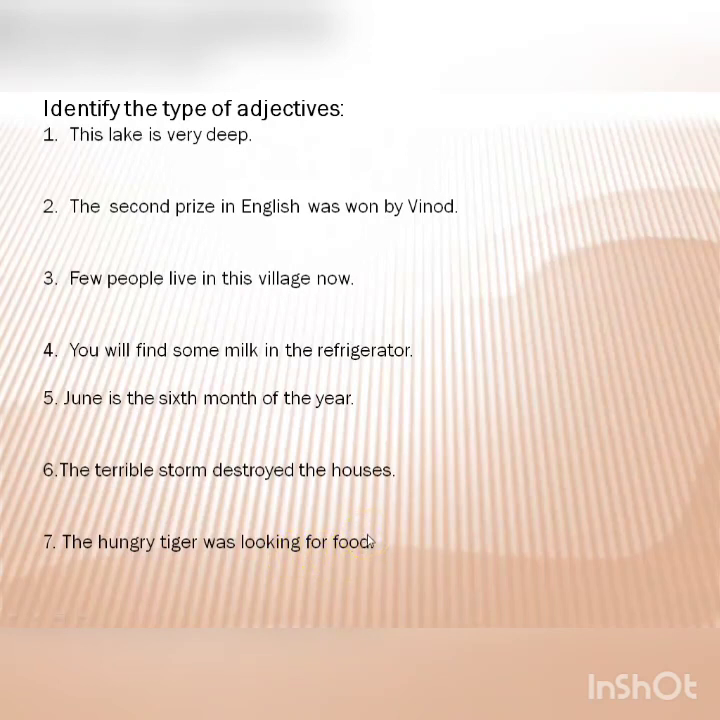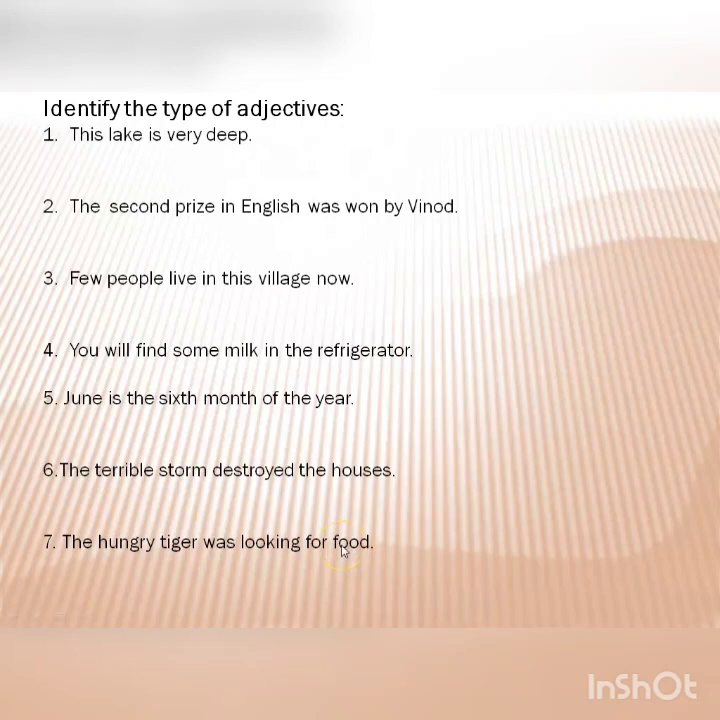Okay, I'll repeat it once again. This lake is very deep. The second prize in English was won by Vinod. Few people live in this village now. You will find some milk in the refrigerator. June is the 6th month of the year. A terrible storm destroyed the houses. The hungry tiger was looking for food.